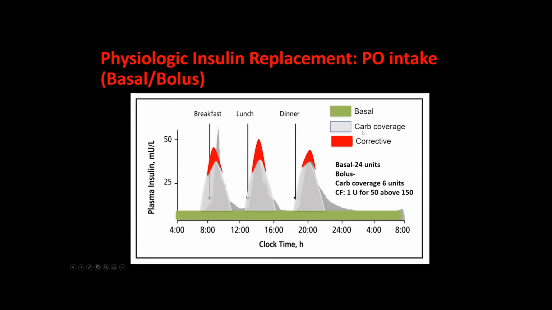And then coverage insulin is to cover the sugar from the carbohydrate. And the basal insulin is to cover for the glycogenolysis from the liver. So here the basal insulin is 24, bolus is 6 units, and the insulin to carb ratio, we use this as a correction factor.